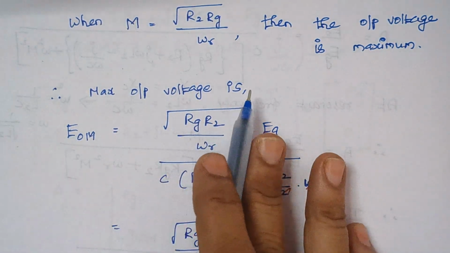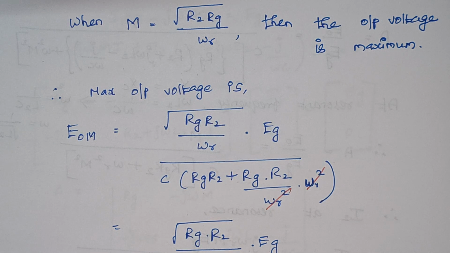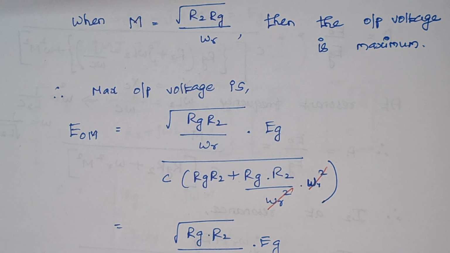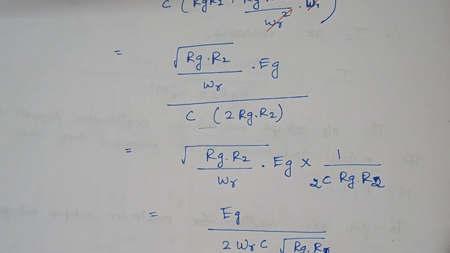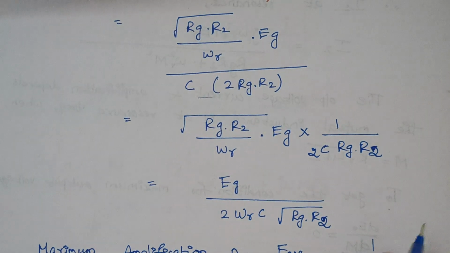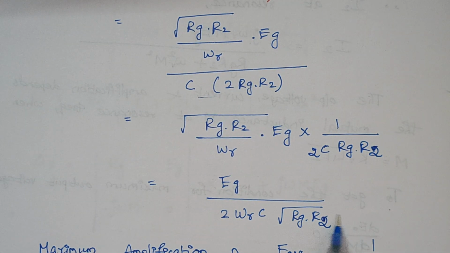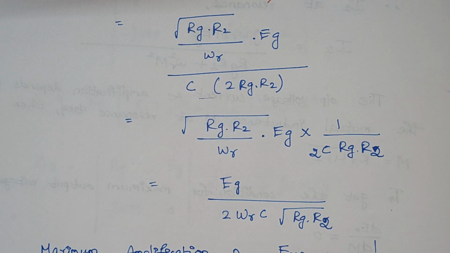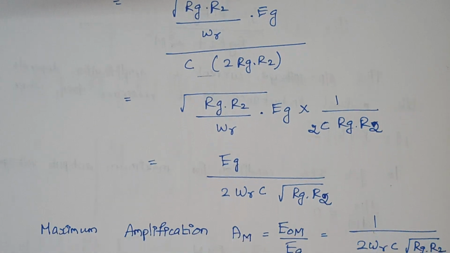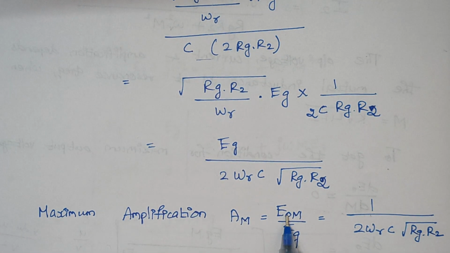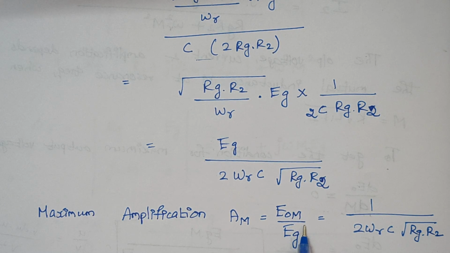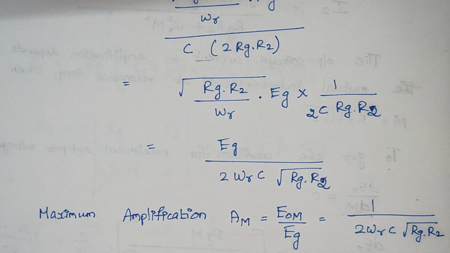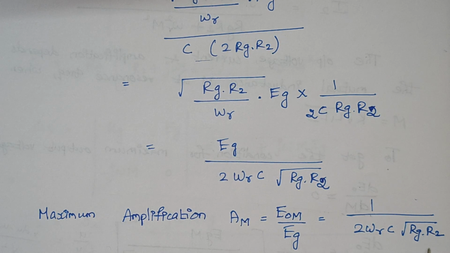So the maximum output voltage is, again we are just substituting the values. In the place of M, we have substituted the values. So when you substitute the values and solve, finally we are ending up with an expression like this: Eg divided by 2 omega Rc into square root of R2 into Rg, right? Now the next thing is amplification. So here the maximum amplification is given by output voltage by source voltage, that is E naught maximum, right? So here this is your expression. So just substitute it and finally we are getting the value of AM like this, right?